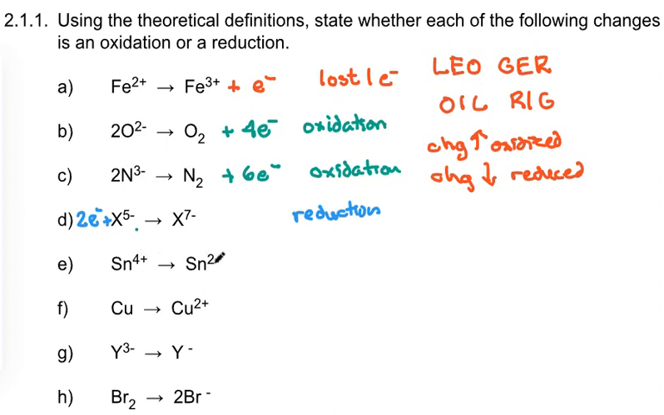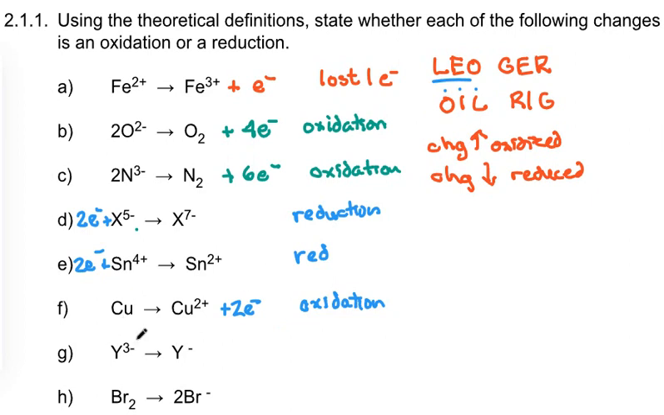Tin 4 to tin 2, charge went down, that's a reduction. And if you were balancing it, you'd have to add 2 electrons on the left. So that we would call a reduction. Copper to copper 2, to balance that, you'd need 2 electrons over here, and that would be an oxidation. Again, why is it an oxidation? Either because the charge went up, or because copper lost electrons, there they are, and according to Leo, losing electrons is oxidation, or according to oil, oxidation is when you lose electrons.